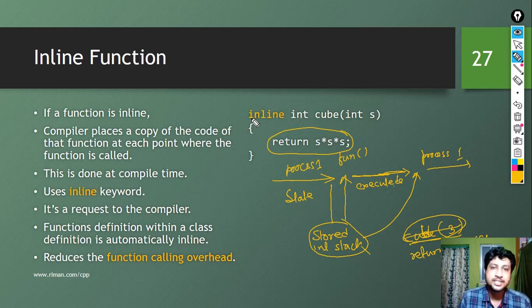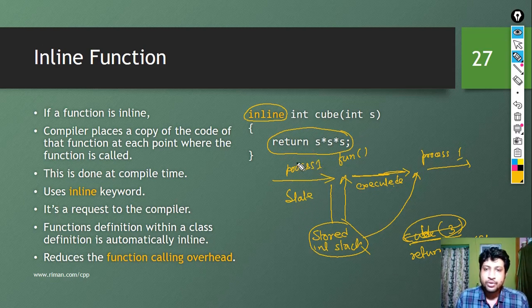So how can we create an inline function? The process is we use the inline keyword before the function definition. Using the inline keyword, we can create this inline function, and it is a request to the compiler. That means this is not a command. It doesn't mean that we write a function to be inline and it will become inline, replacing everything in that section.